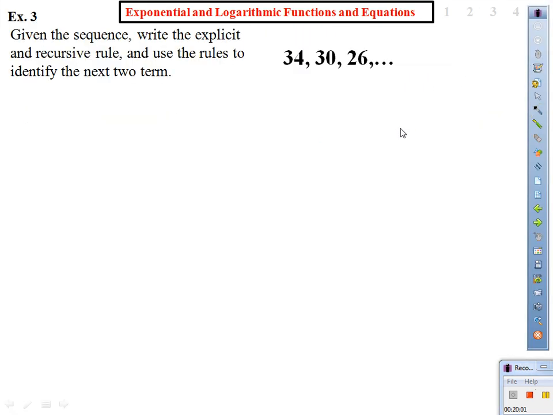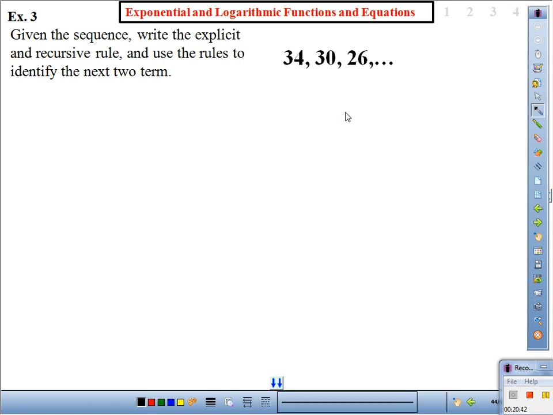Example 3. Given the sequence, write the explicit and recursive rule and use the rules to identify the next two terms. Here goes the pattern or the list of numbers: 34, 30, 26. We're going to do this one together so you guys can see the process. We already did a lot of stuff and it's going to come all together.